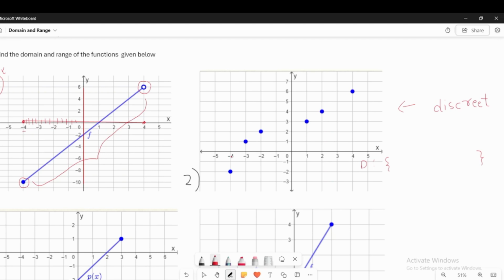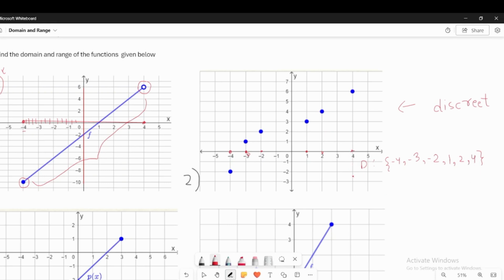So if we see here, our input is -4. At this point our input is -3, right? So I'm going to write all the points: -4, -3, then here it is -2, then after that we have a point at x equals 1, then 2 and 4. So this is going to be our domain here.